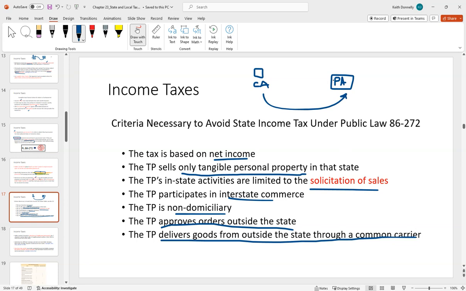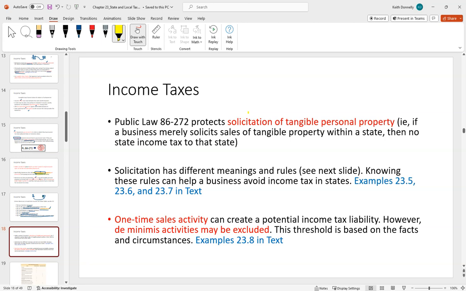Now, one of the things here is we do protect you if you're in Pennsylvania and you're soliciting sales. If that's your only activity, you're shipping the goods, you're doing everything over here, but you are soliciting sales, you are still protected. But what does that mean? The solicitation of sales. PL 86-272 protects the solicitation of tangible personal property. Basically, if all you're doing is soliciting sales in a state, that doesn't give rise to nexus.